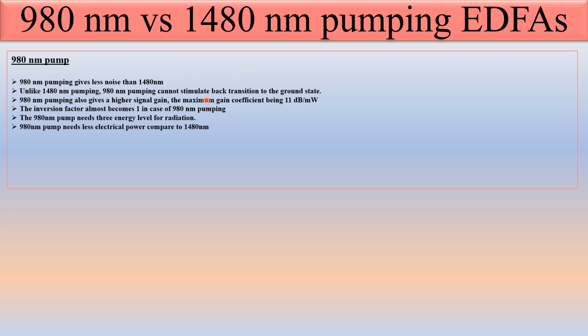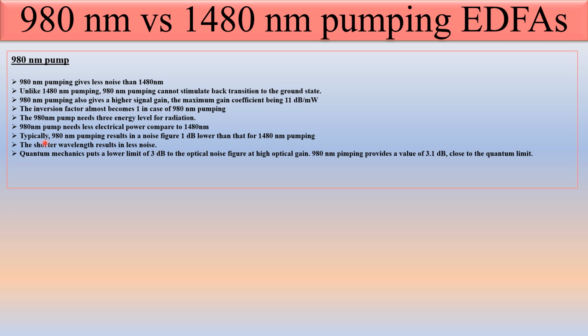I have made a separate video in detail, so you can go there to understand. So here in short: the shorter wavelength results in less noise. 980 nanometer pump needs less electrical power. 980 nanometer pumping results in a noise figure 1 dB lower than that for 1480 nanometer pumping. Wasted energy because electrons must relax nonradiatively. Higher G, narrow absorption band.